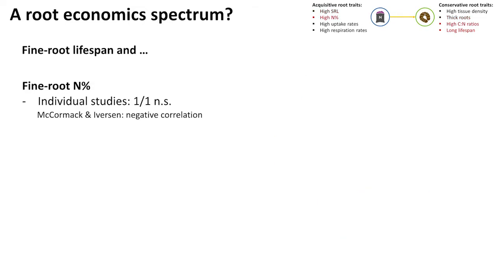We also looked at the relationship between fine root lifespan and fine root nitrogen content, but we only found 1 study that tested this hypothesis, and it found no significant relationship. And we have heard other talks over the past couple of days that showed similar root trait correlations. So to give a more complete picture, I have briefly included these in the slides as well. So this particular study found no significant relationship, and in the talk by Luke McCormack, they found a negative correlation.